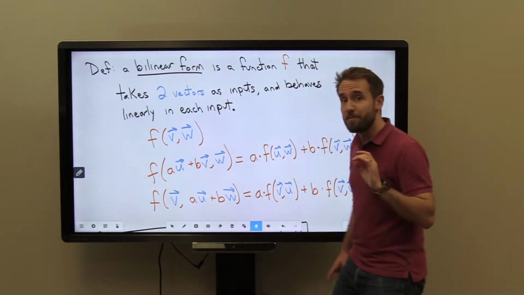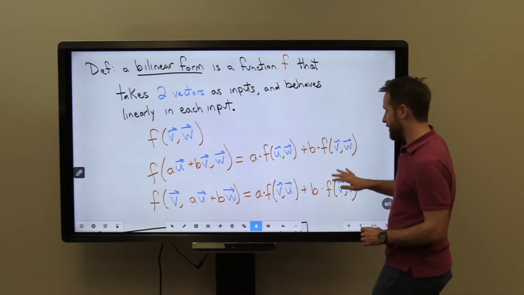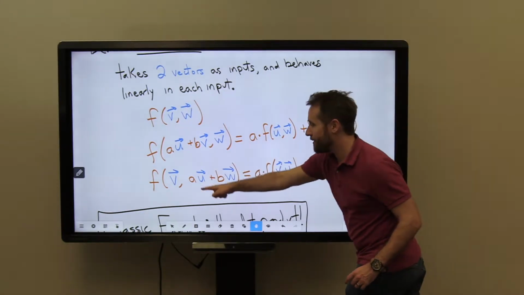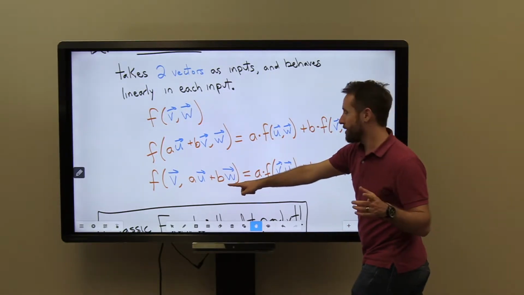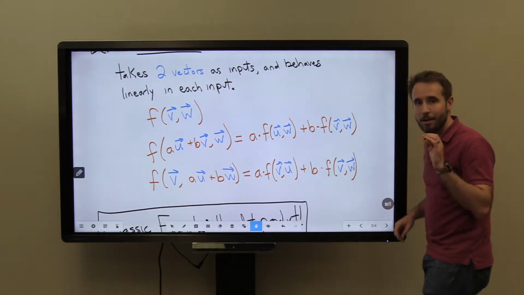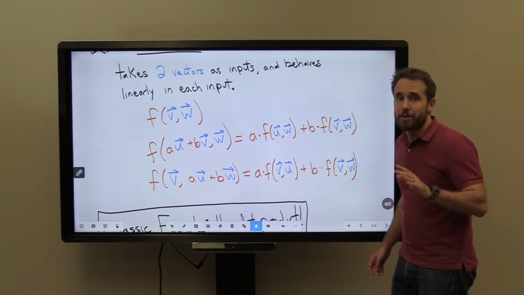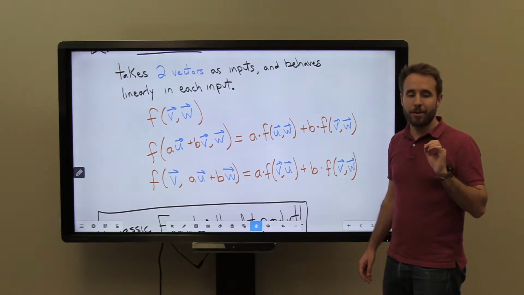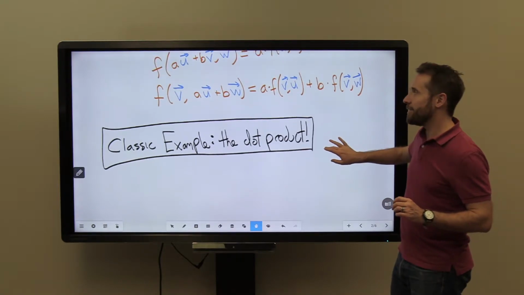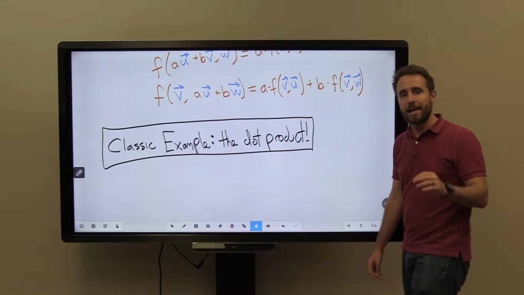And the fact that this function is bilinear means that this happens in both components. So not only is it linear in this first component, but it is also linear in the second component, right? So if I have a vector that is broken up linearly in the second component, I can distribute and break that up appropriately. Now, you might be asking, what does such a function look like? This seems kind of weird. It turns out that we have one example at our fingertips immediately, right? The classic example of a bilinear form is the dot product, the good old dot product in Rn, right?